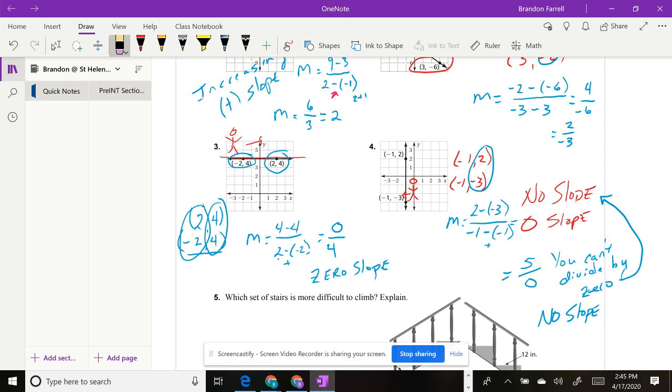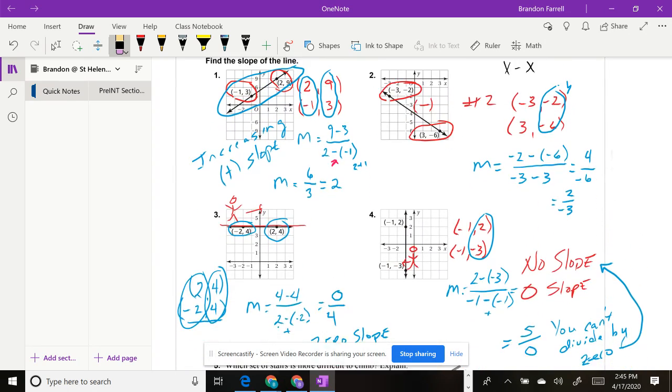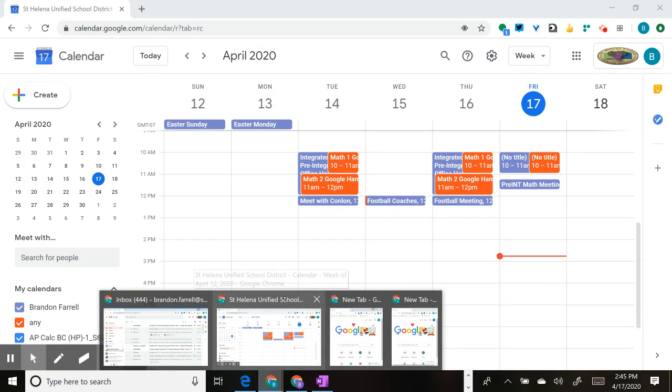So there are the particular problems that you would like to see on 4.2. I'm going to share this on the PowerSchool website for you to begin next week. And I hope and wish you nothing but the best of luck.